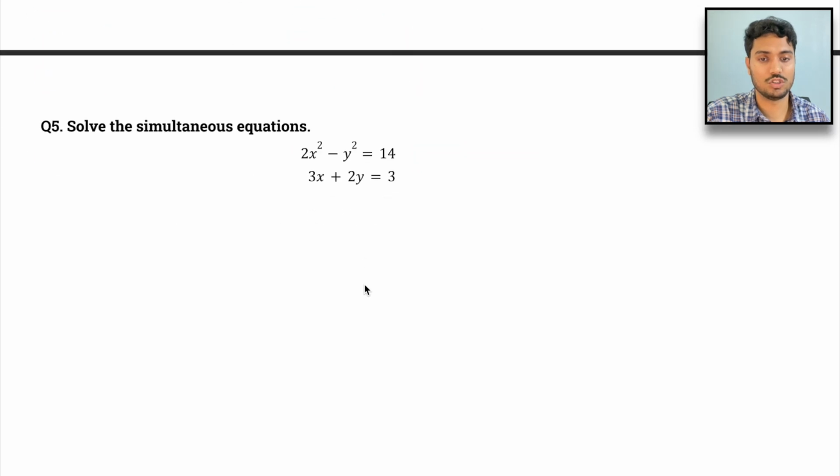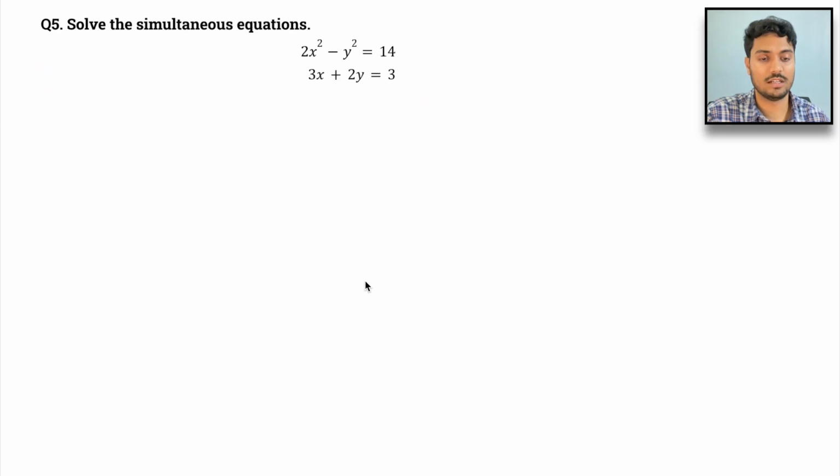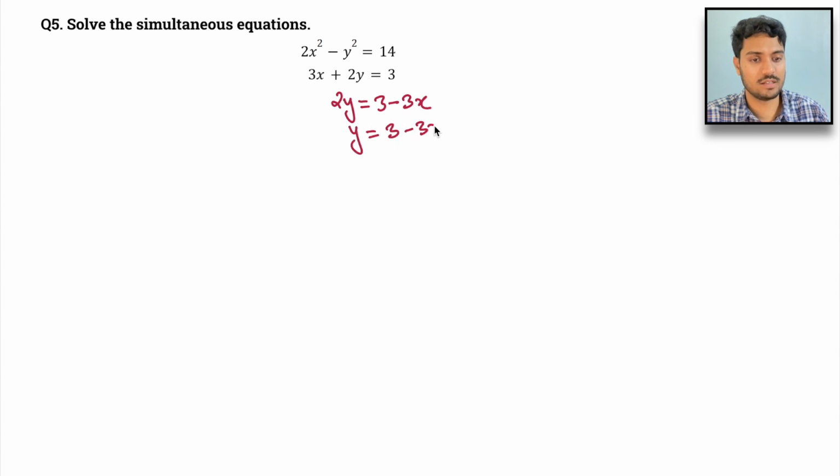And the last question, question number 5, says solve the simultaneous equations. We have 2x square minus y square equals 14 and 3x plus 2y equals 3. Let's rewrite the second equation as 2y equals 3 minus 3x, and then y equals (3 minus 3x) divided by 2. So now we have to substitute the value of y, which is a fraction. Don't worry, we can solve this as well.